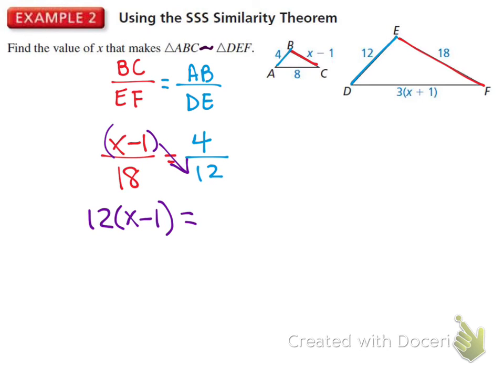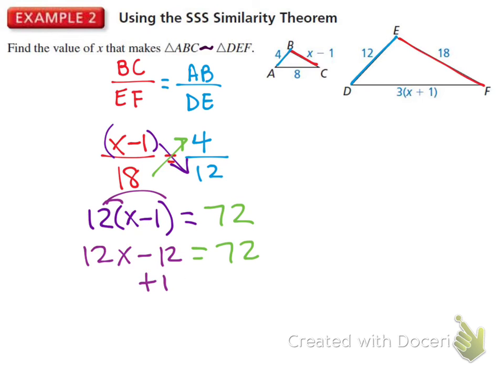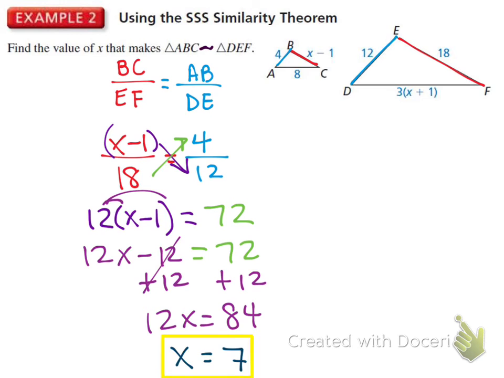And then what is 18 times 4? It is 72. So we have 12x minus 4. Then what do we do? Add 12. What is 72 plus 12? 84. So then x is 7.